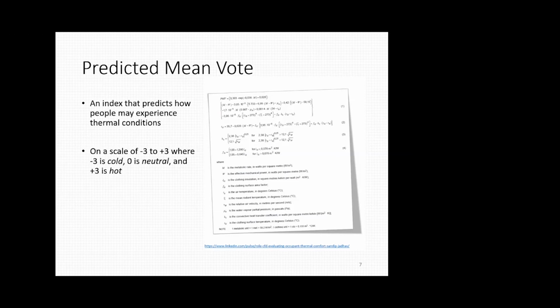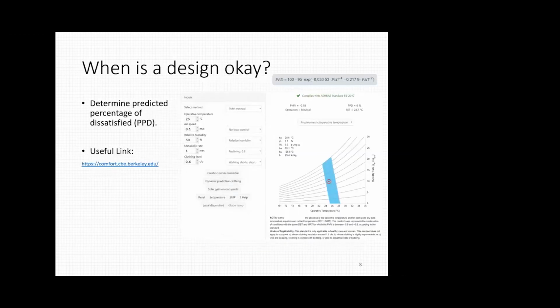So there's a link at the bottom of this page. You can mess with it and see how changing the numbers affects this stuff. But again, this predicted percentage of dissatisfied occupants needs to be less than 10%. And there's a link here that you can mess with some of that stuff.